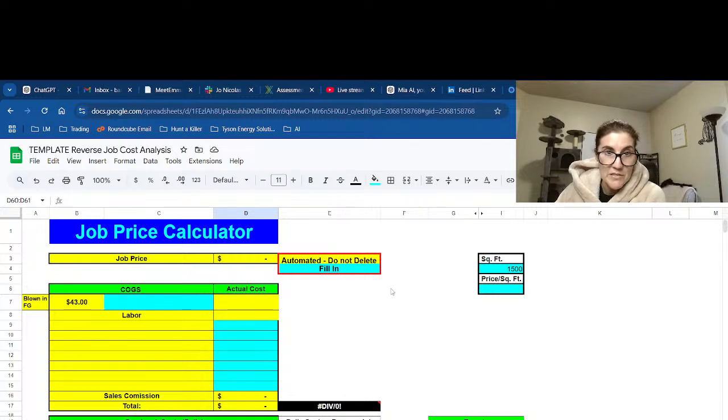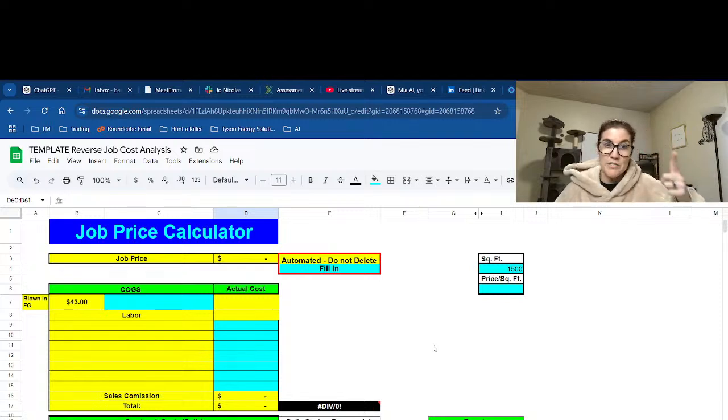But basically the way this works is it's a reverse job cost calculator. So let's say that you are an insulation contractor and you want to make a 15% net profit. That means after your COGS, which is cost of goods sold. So that's materials and labor, plus whatever, vehicle repairs, that type of thing. The direct cost of you doing the work, that's your COGS.